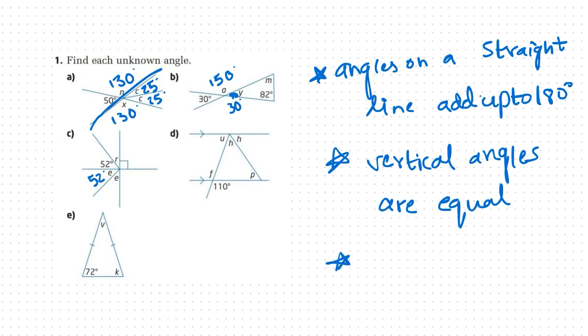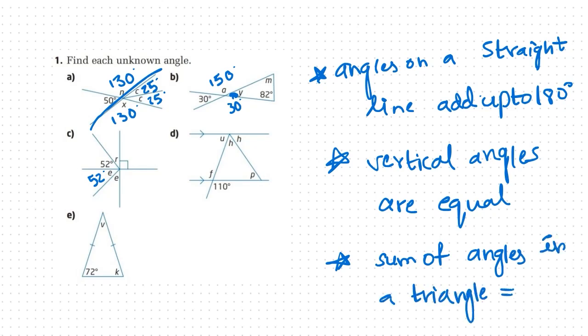Okay, so if I have 82 plus 30 equals 111. 68. Yeah, so 68. So A value is 150. Okay, I think you got it. Next. C, a straight line adds up to 180. If it's 50, 52, 104.